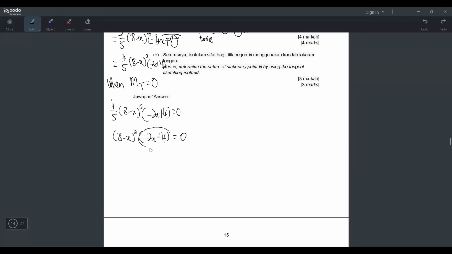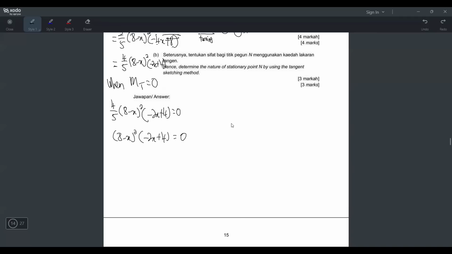Please don't go and pindah this whole thing to the other side and then tell me 8 minus x squared equals 0 like this. Don't do that. If you do that, your answer will not be complete. For example, your x may have two answers, but if you do like that, you only get one answer. It means your answer will not be complete. You shouldn't pindah the whole thing to the other side.